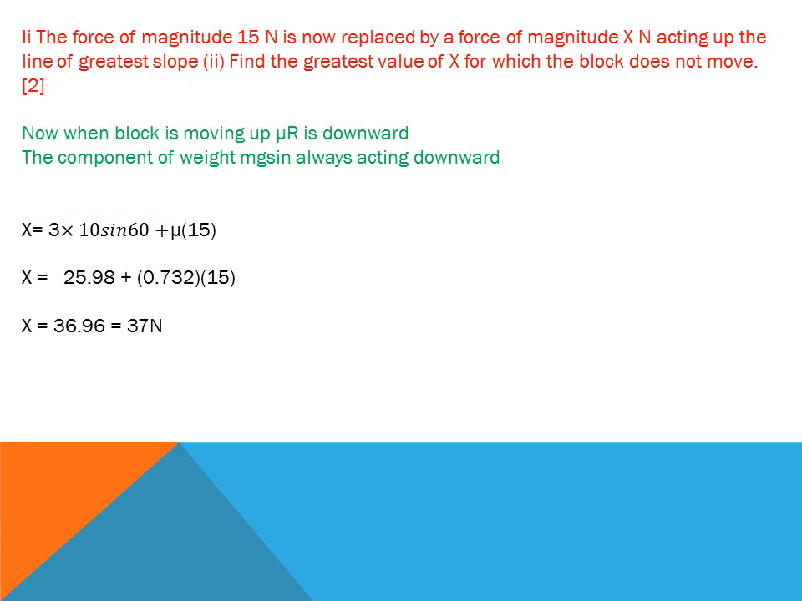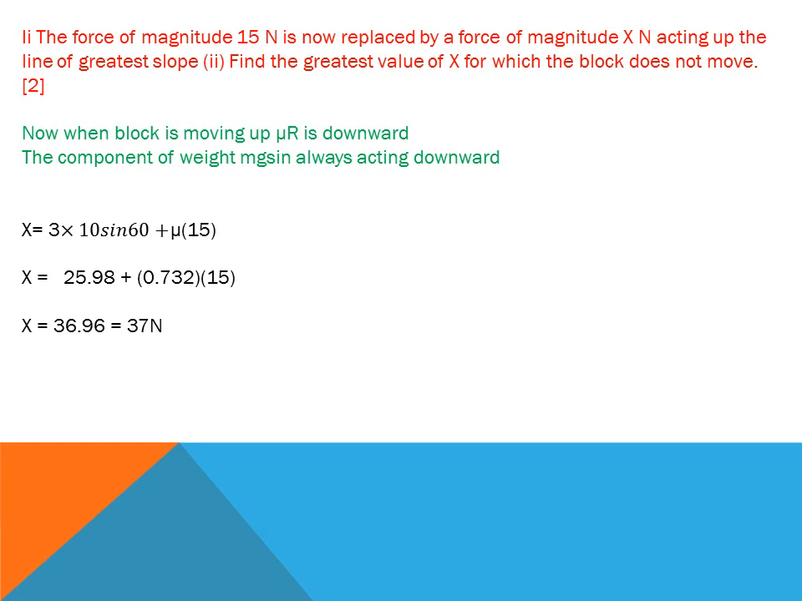0.732. Question number 4 is the part 2 of question 3. When he removes the force of 15 Newton and applies a new force X Newton acting up the line of greatest slope, find the greatest value of X for which the block does not move.